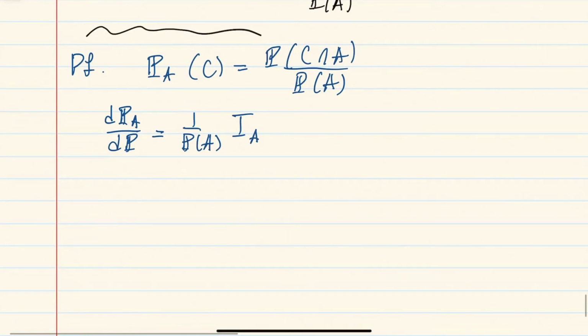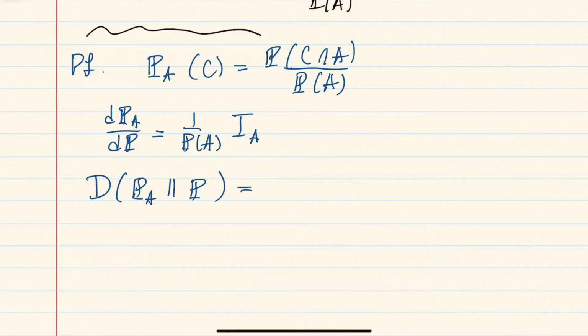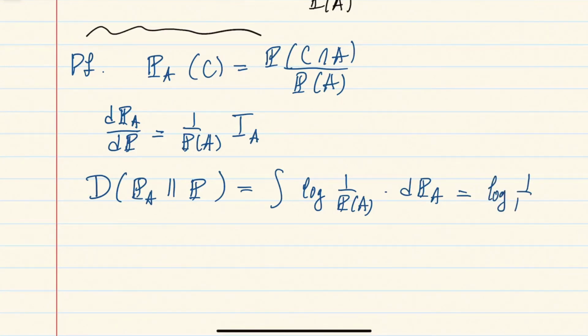And in particular, the Kullback-Leibler divergence of this conditional distribution from this Gaussian, just by definition, is the integral of the logarithm of the density, so 1 over P of A, with respect to P_A, and we are integrating a constant here, so this is just log of 1 over P of A.